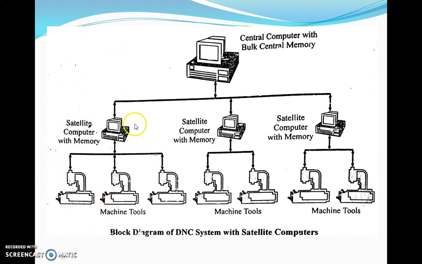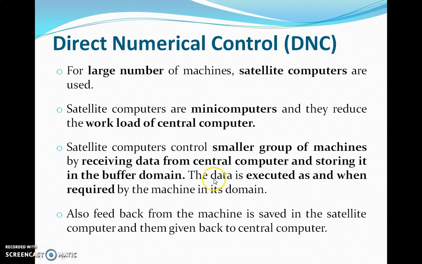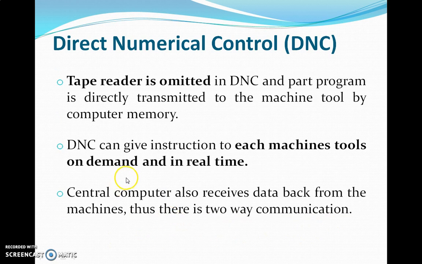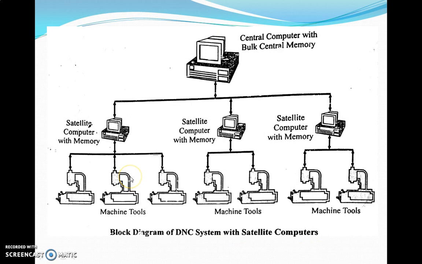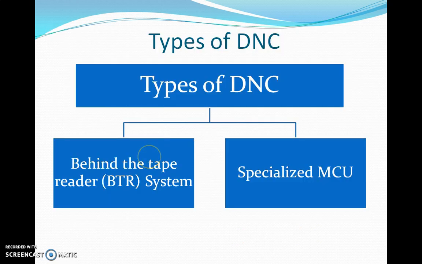They can also take the data back from the machine tools, store it in the system, and of course return that data to the central computer. So the data is executed as and when required by the machine in its domain. Also, feedback from the machine is saved in the satellite computer, and they can then give it back to the central computer. So this is the small concept about direct numerical control.